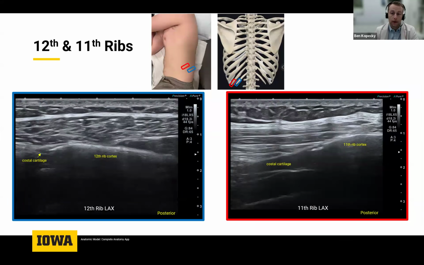So next we'll begin our rib by rib evaluation, starting with rib 12, which is quite posterior. We evaluate the 12th and 11th ribs in long axis, noting that there's just a sliver of cartilage at the tip of the 12th rib and a few centimeters of cartilage at the tip of the 11th rib there.